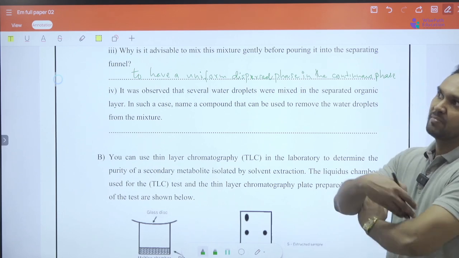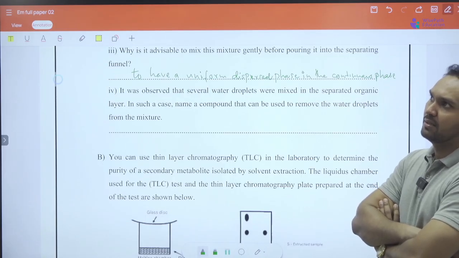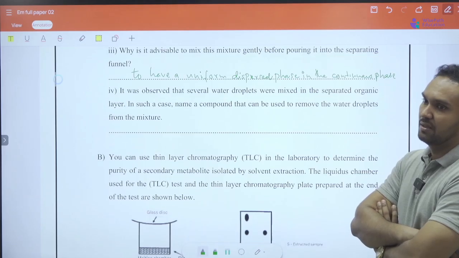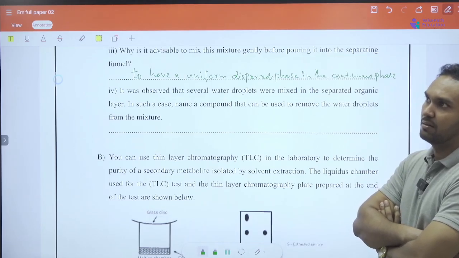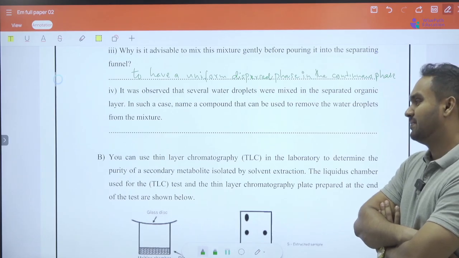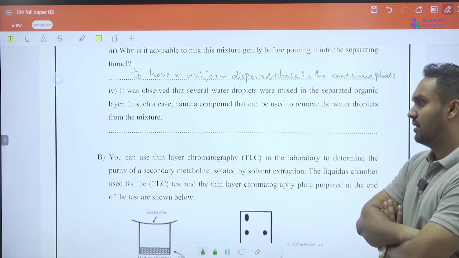Something, it was there somewhere in the theory note. No, not silica. There was something for removing water. Where was it? Potassium nitrate or something you are adding.